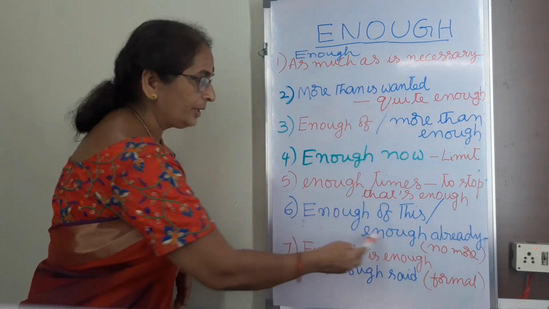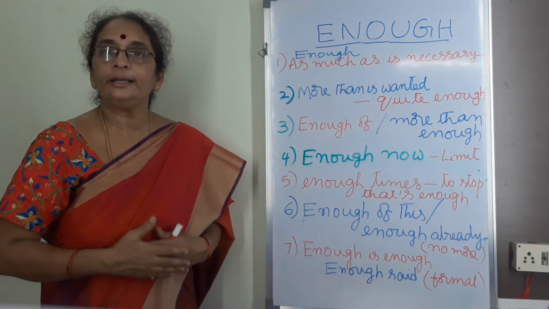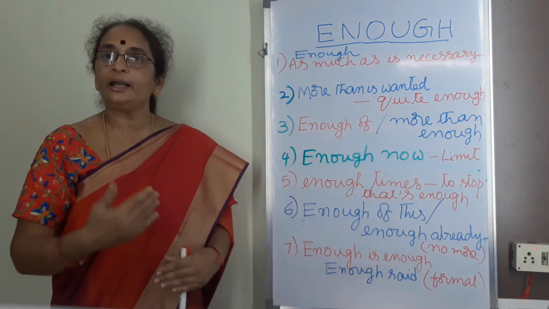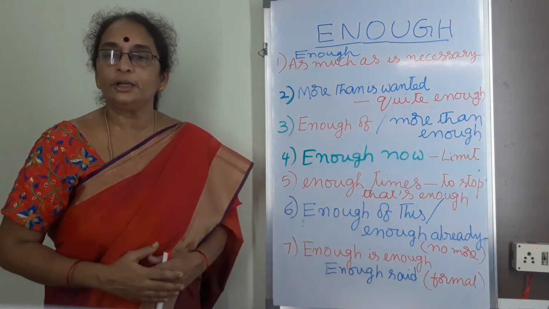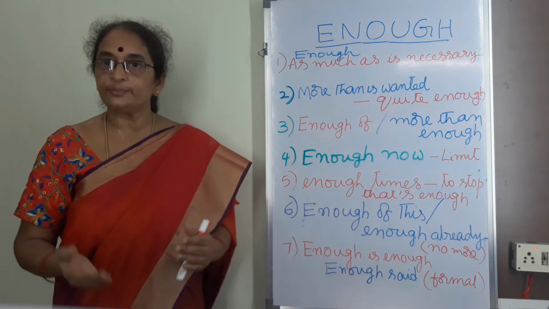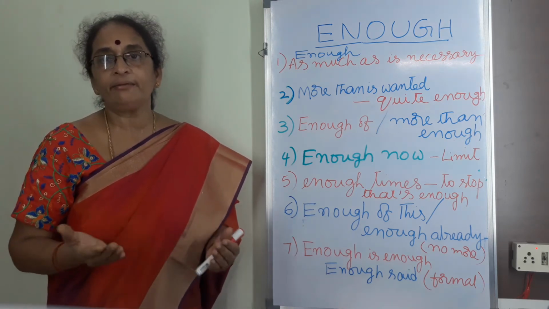So, when you indicate no further practice is required or any quantity, any item is required, you can say, enough of this, enough already. They had enough practice already in their maths for tomorrow's examination. They don't need to practice further. And they had enough of the meetings this month. They don't need to have any further meetings this month. They can have next month.